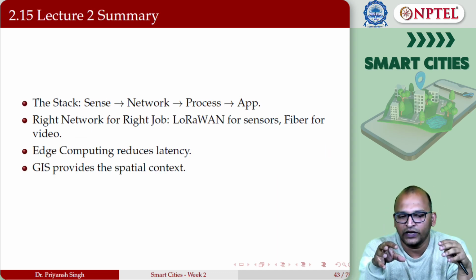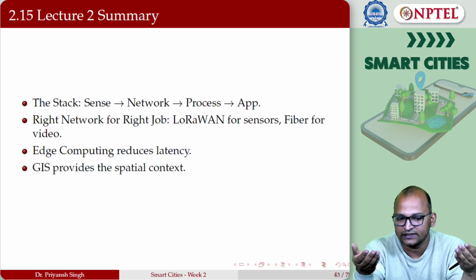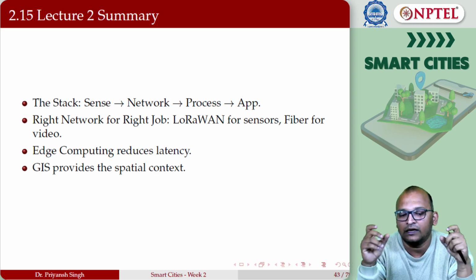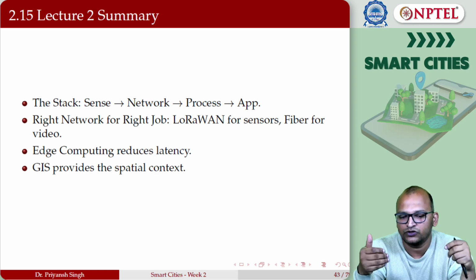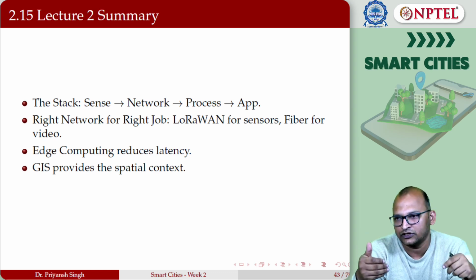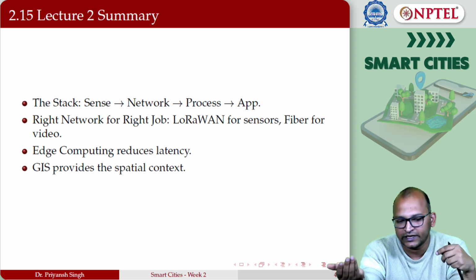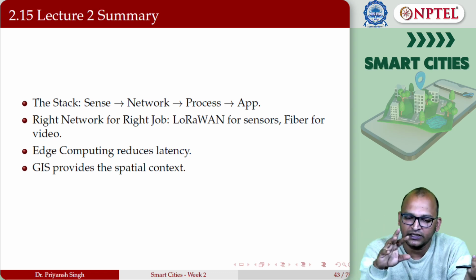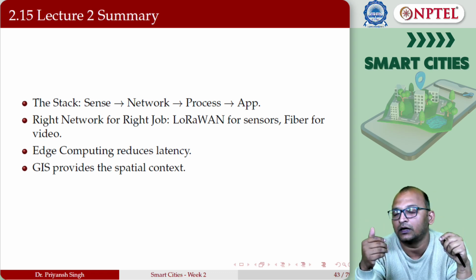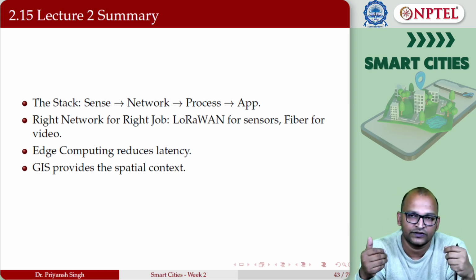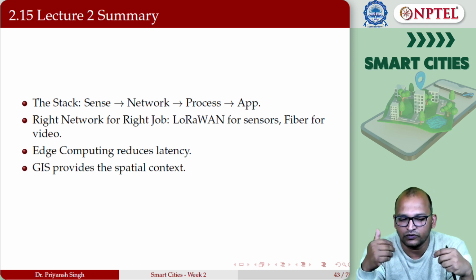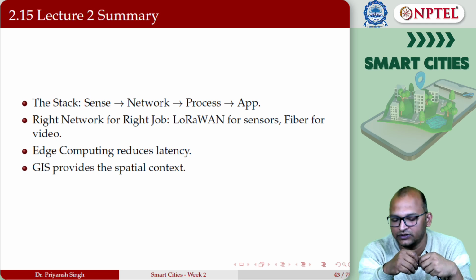So in this lecture, we have seen that we can see the city in different stacks. The layers in the stack are sensors, network, process and app. Then we have seen that the right network choice has to be made based on the use cases. We have also seen that the use of edge computing reduces latency and improves the efficiency of the system. And we have seen that GIS provides the spatial context for smart city solutions.